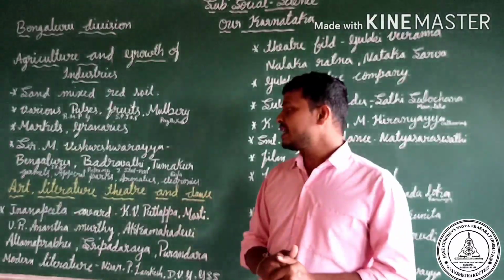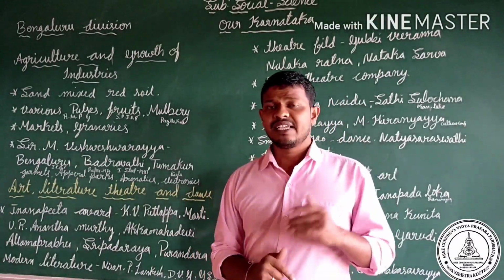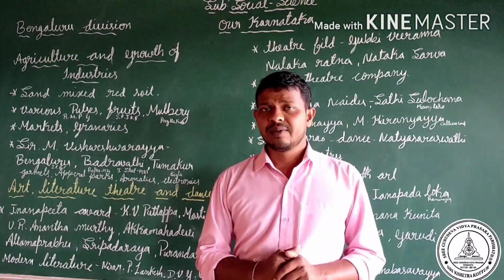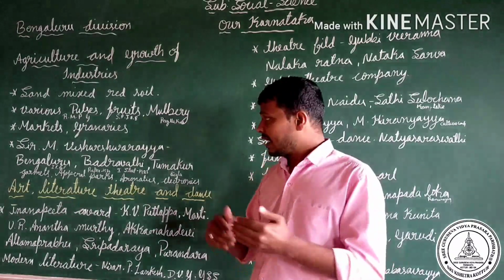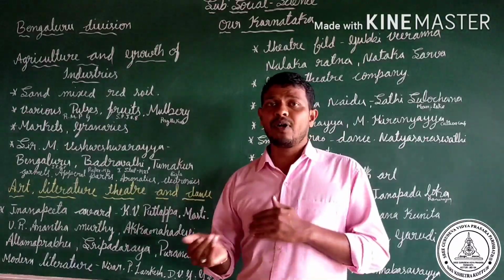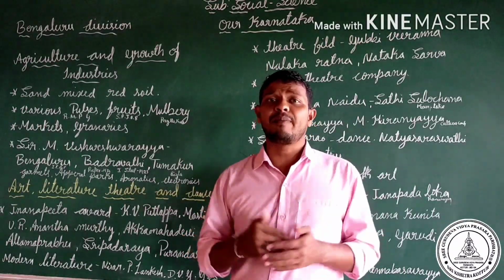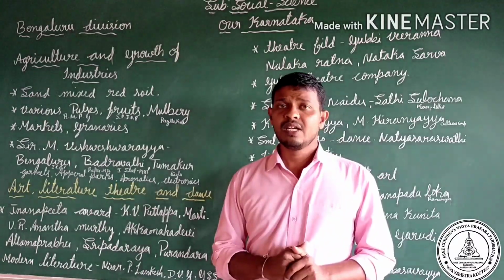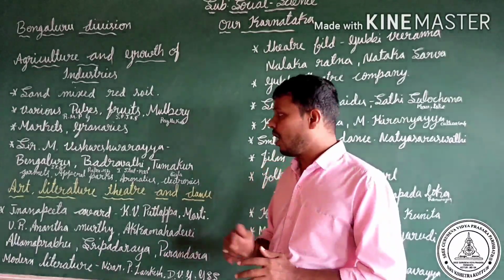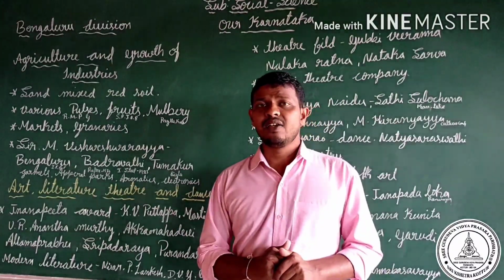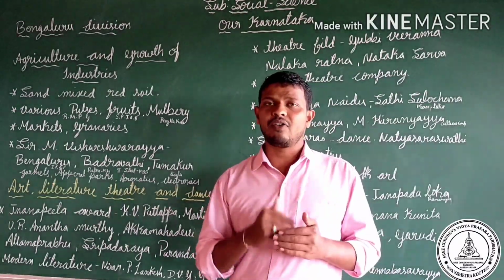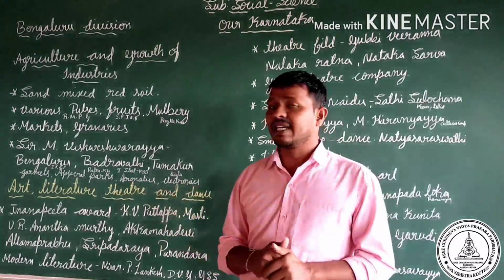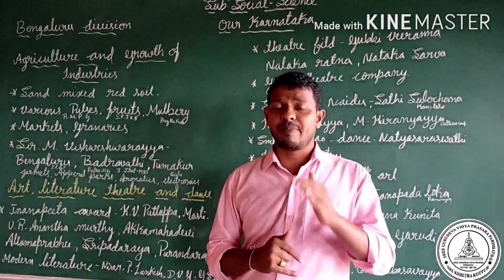Like that, art, literature, theatre and dance. Especially I would like to tell about art, literature, theatre and dance. See what we can read in the textbook. Before going to the textbook, we already got the information about art, literature, theatre and dance. So what is the information we got about art? Art in the sense of our language, our dances, or theatre. Especially I would like to tell about the Bengaluru division.